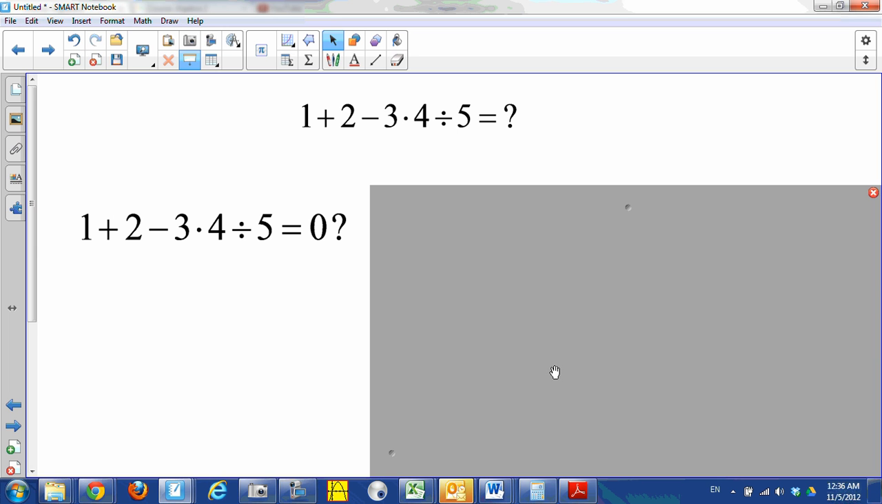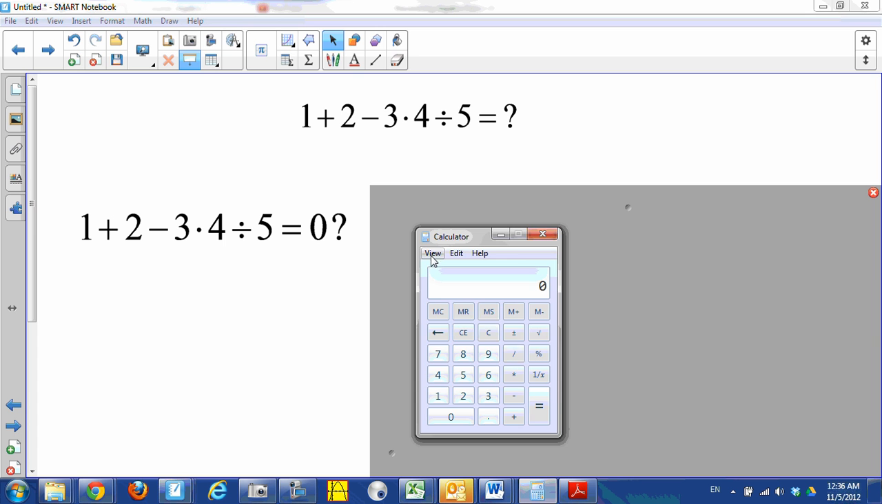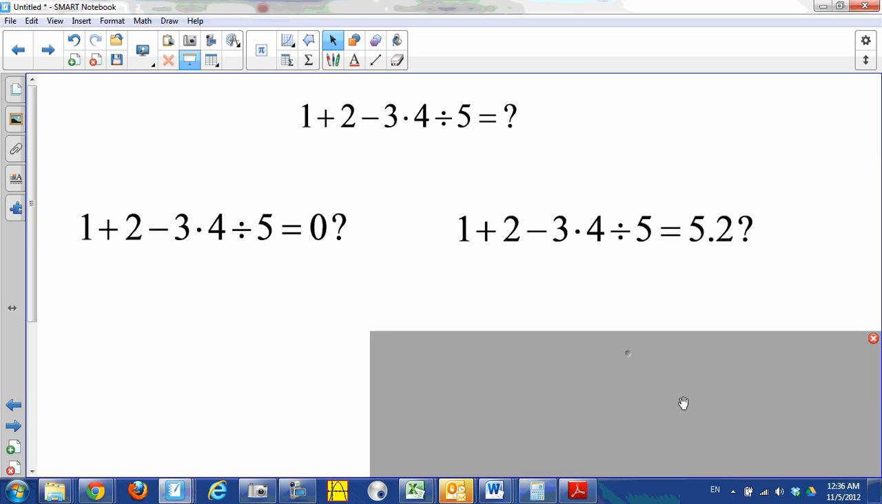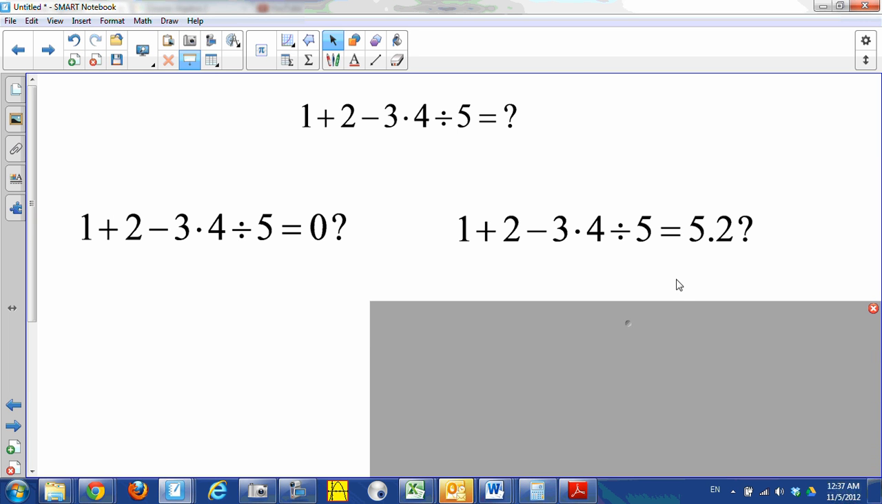Okay, well, is that true? You might think so. Calculator doesn't lie, does it? Well, let's pull up the other version of the calculator, which is the scientific calculator, and let's try the same thing. 1 plus 2 minus 3 times 4 divided by 5. 0.6. Well, gee, is it 0 or is it 0.6?